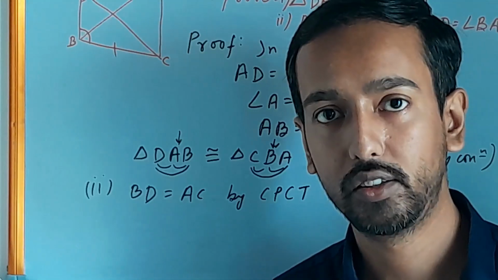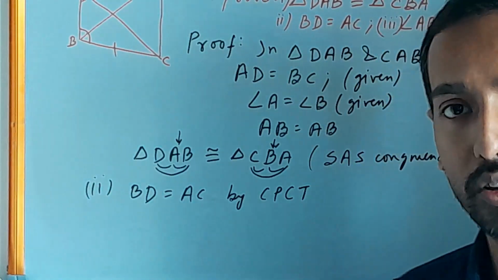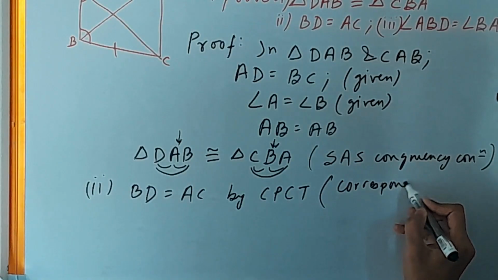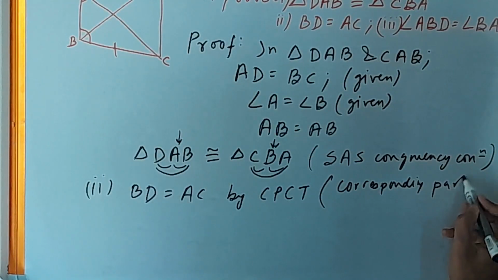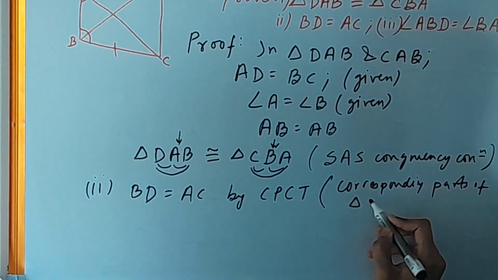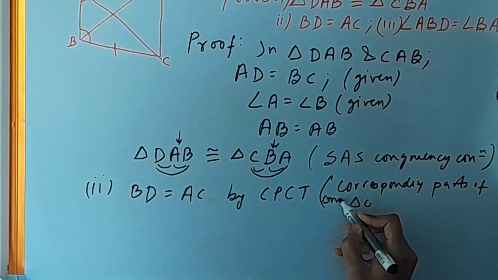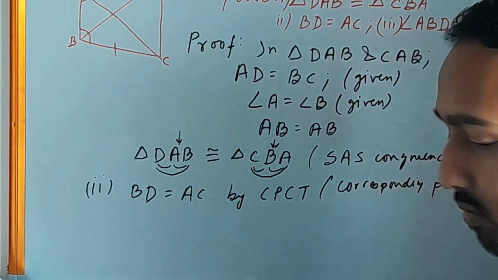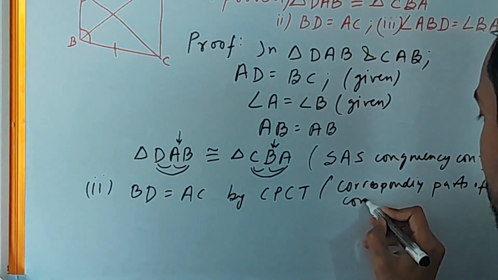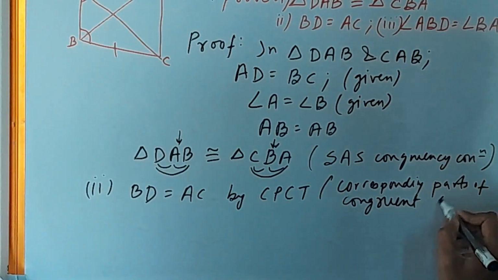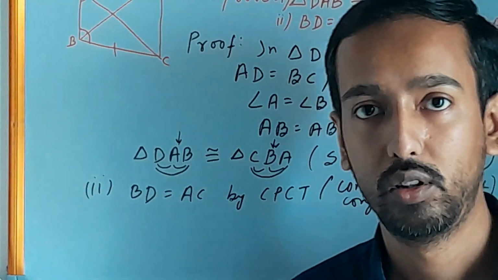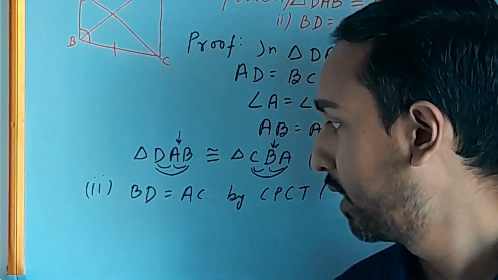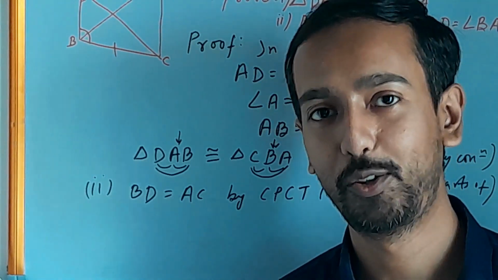The full form of CPCT is corresponding parts of congruent triangles. Since the triangles are congruent, their corresponding parts will also be equal, and on the basis of that concept we have proved that BD is equal to AC.